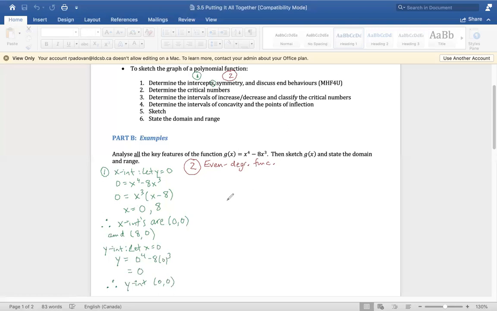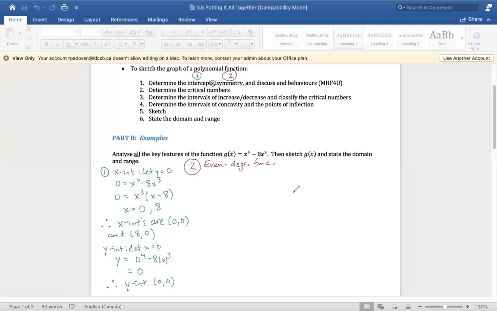And it could have line symmetry about the y-axis or elsewhere. Because it's an even degree, it does not have point symmetry about the origin or elsewhere, right? So we wouldn't have that if it's an even degree, but we could have line symmetry.